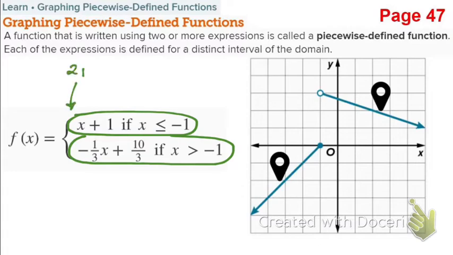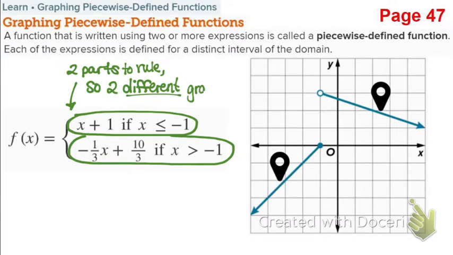So there are two parts to the rule. So there are two different graphs. Do you guys see that over here where it's graphed? This graph right here is that equation that comes after the curly brackets. Do you guys see the two distinct separate pieces? Okay.